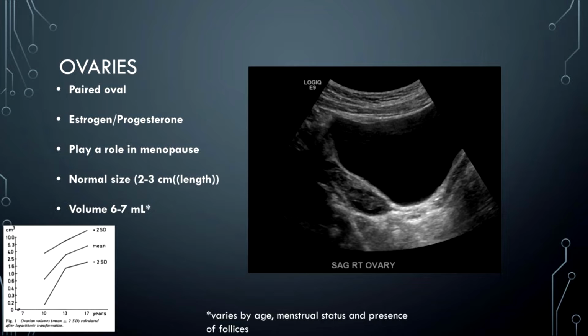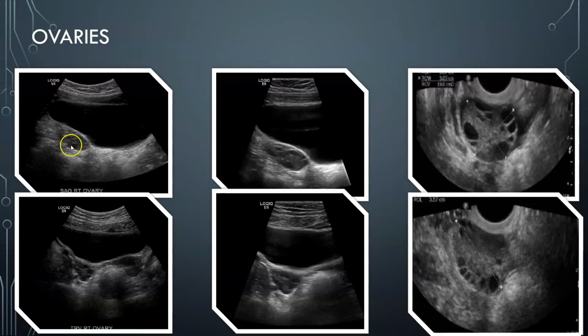So they play a role in estrogen and progesterone release in women. They also play a role in menopause. After menopause, they do atrophy and become very small and release less of these hormones. And the normal size is around 2 to 3 centimeters in length, sometimes 4. And the typical volume is around 6 to 7 milliliters. That also has variance with age, where they are in their cycle, whether there's a dominant follicle or a corpus luteum, etc.